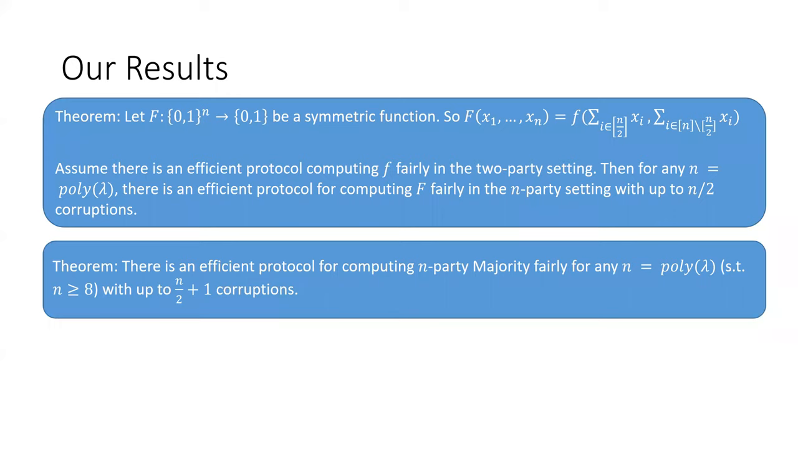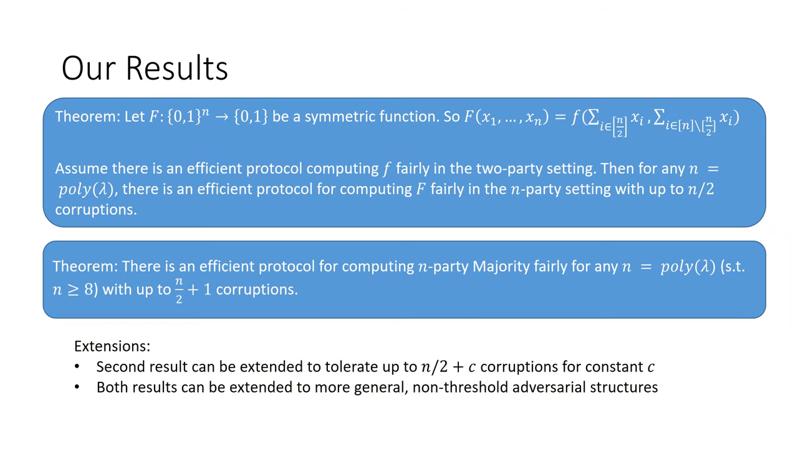Our second result pertains to majority, and we show that there is an efficient protocol for computing n-party majority fairly for any polynomial number of parties n with up to n/2 + 1 corruptions. Just to mention some extensions of these two main results: the second result can be extended to tolerate up to n/2 + c corruptions for constant c. And both results can be extended to more general non-threshold adversarial structures, which I'll mention at the end of the talk.